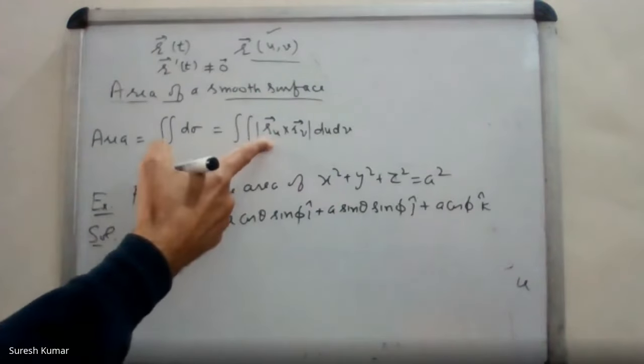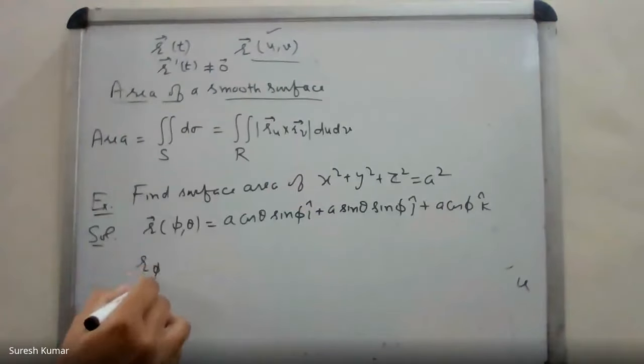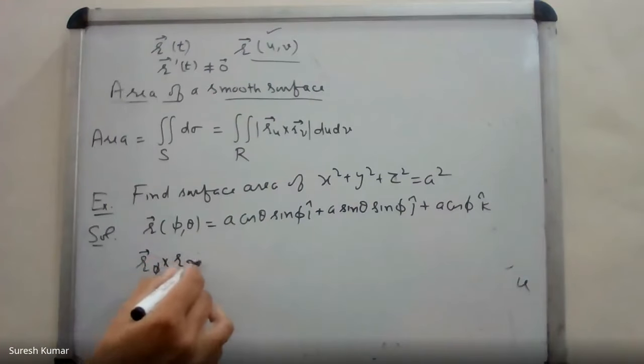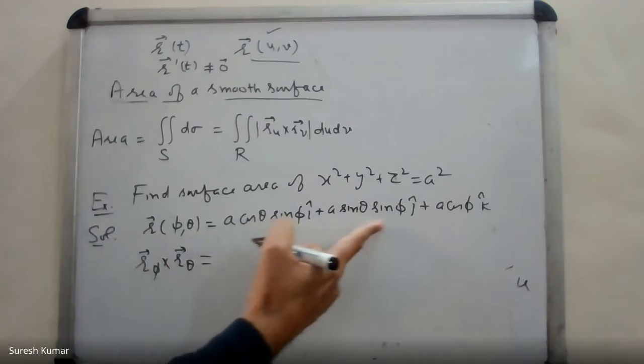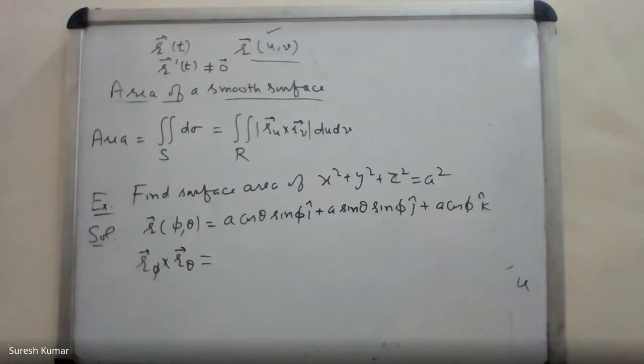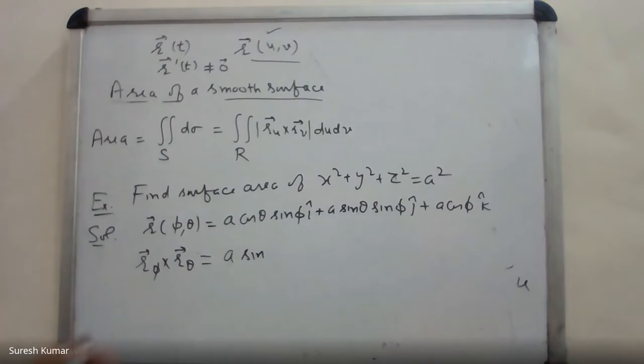After this, what do we need to calculate? R phi cross R theta magnitude. Before magnitude, you need to determine this vector. How do you find it? Partially differentiate this whole expression with respect to phi, then with respect to theta, take the cross product of the two vectors. It's a matter of calculation. Please do it yourself, but I tell you a simple formula to remember it.